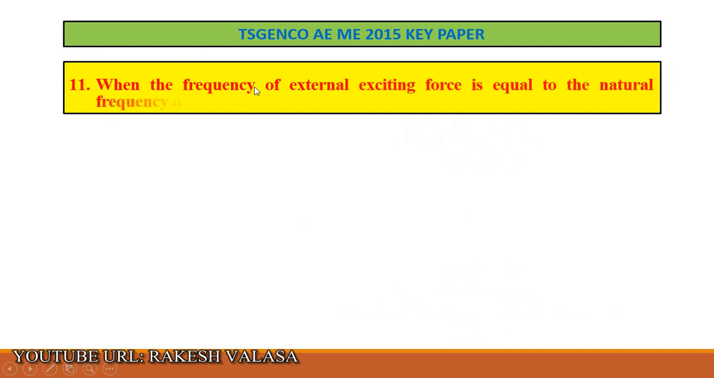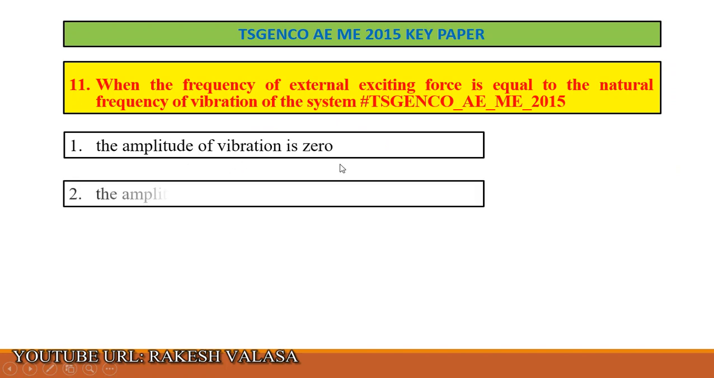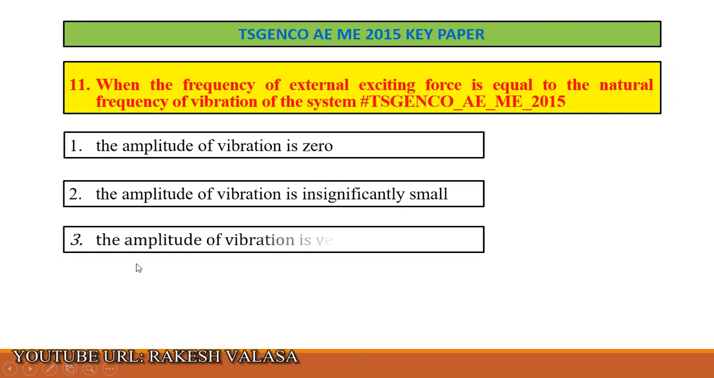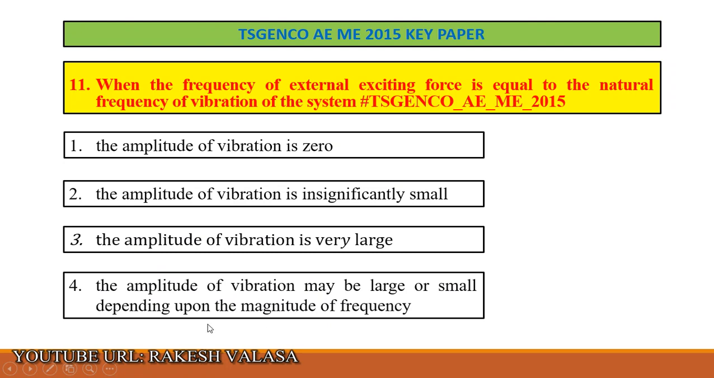When the frequency of external exciting force is equal to the natural frequency of vibration of the system: Option 1, the amplitude of vibration is 0. Option 2, the amplitude of vibration is insignificantly small. Option 3, the amplitude of vibration is very large. Option 4, the amplitude of vibration may be large or small depending upon the magnitude of frequency.